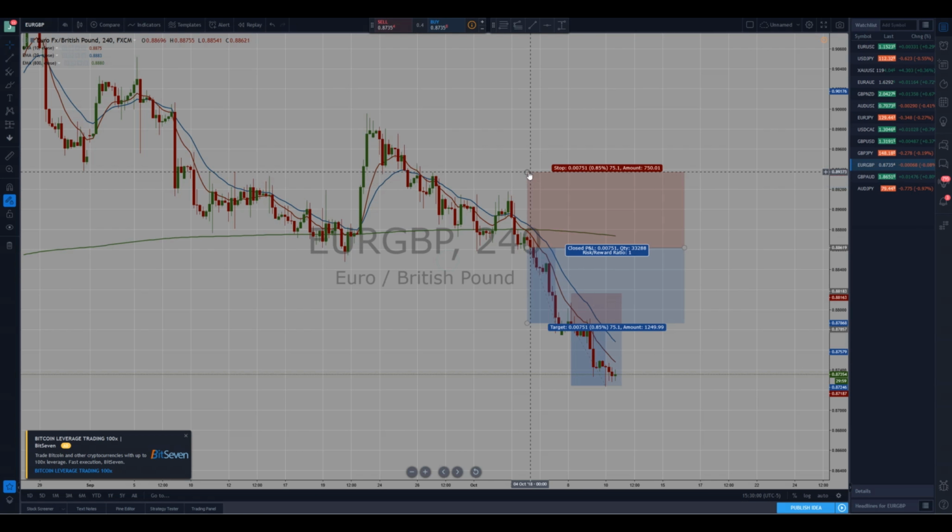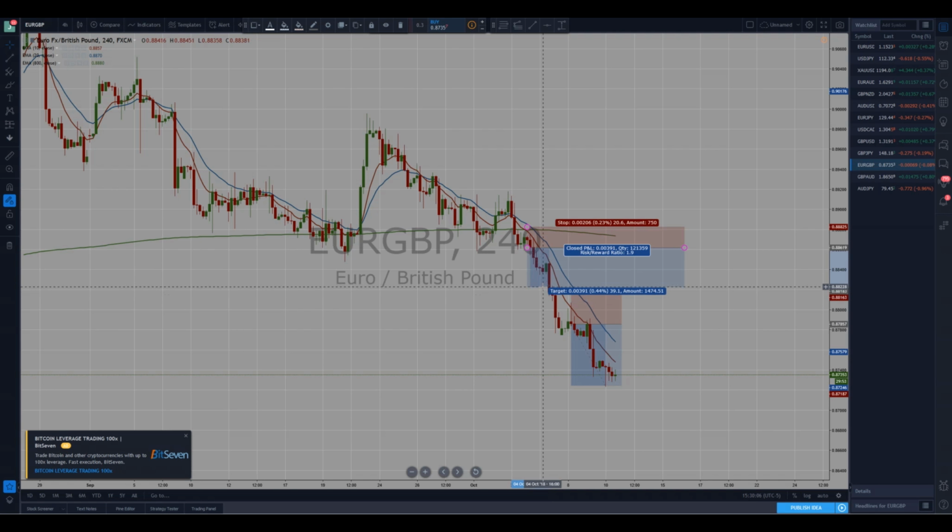Entry. Stop loss, we'll put it slightly above the 800 EMA. Take profit 2 to 1. There you go. Another easy trade. Nothing hard about that.